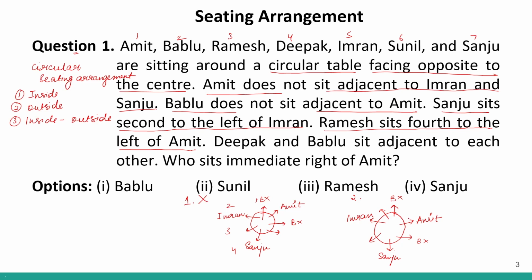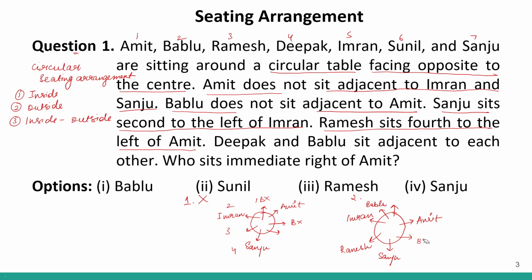Moving on to the second possibility, fourth to the left of Amit. So 1, 2, 3, 4. Here I can put Ramesh. Correct? So now let us come to Bablu. Bablu cannot sit over here. So the only remaining position for Bablu is this one. So Bablu will sit over here.